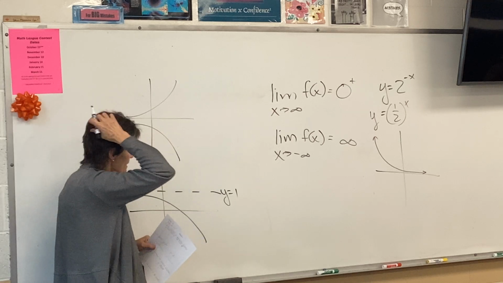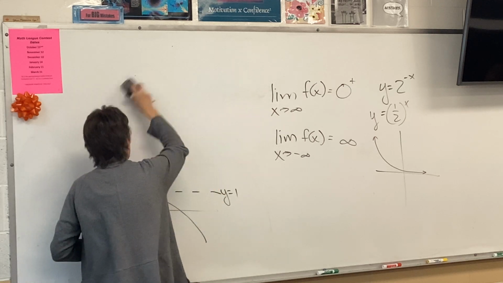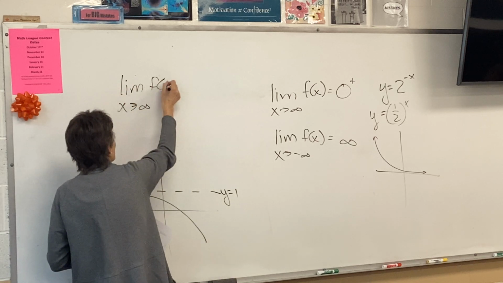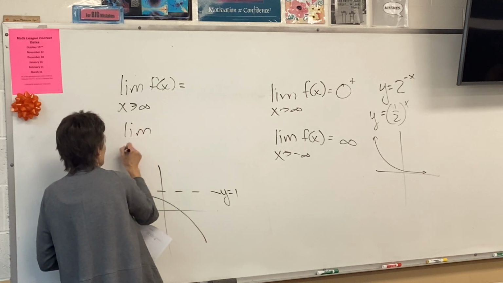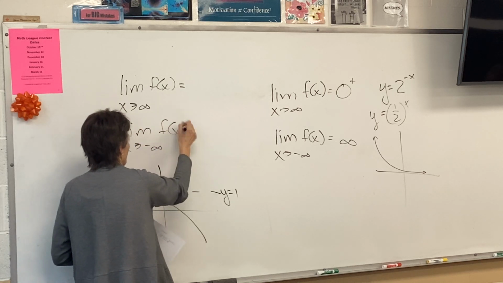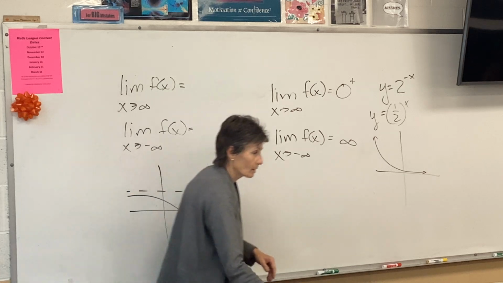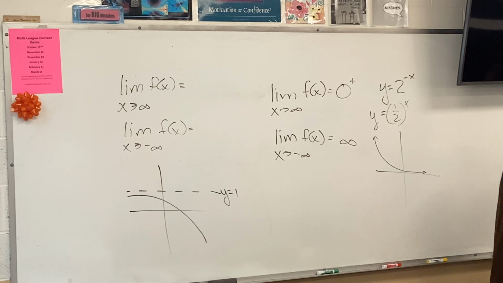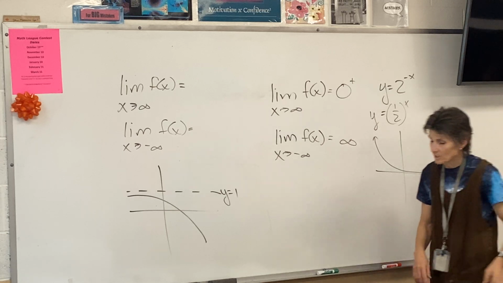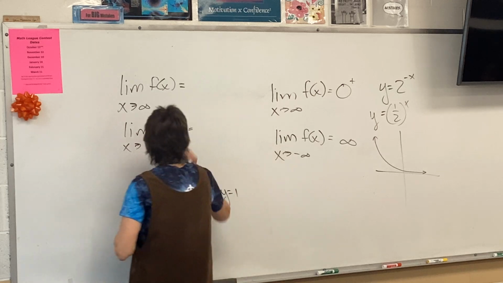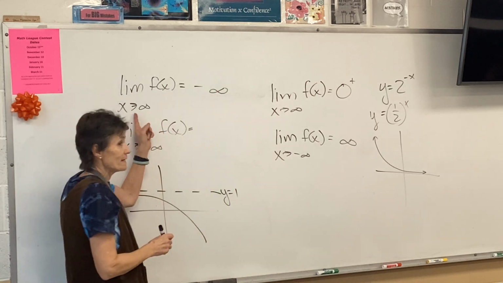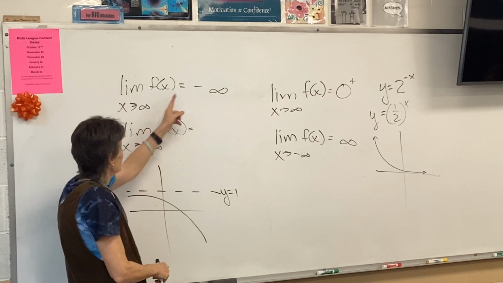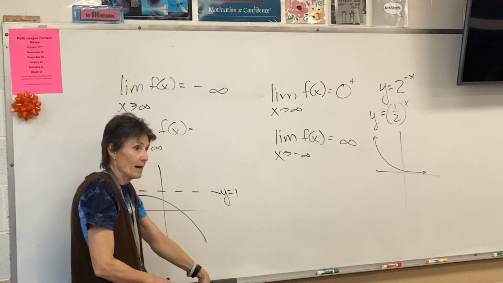So we're doing our end behavior. So always, the end behavior is the limit as x approaches infinity of my function, and the limit as x approaches negative infinity of my function. So what's happening to the right? Negative. It's going down. So if it's going down, I'm going to say negative infinity. So on the right side, x going to infinity, my curve is going down.